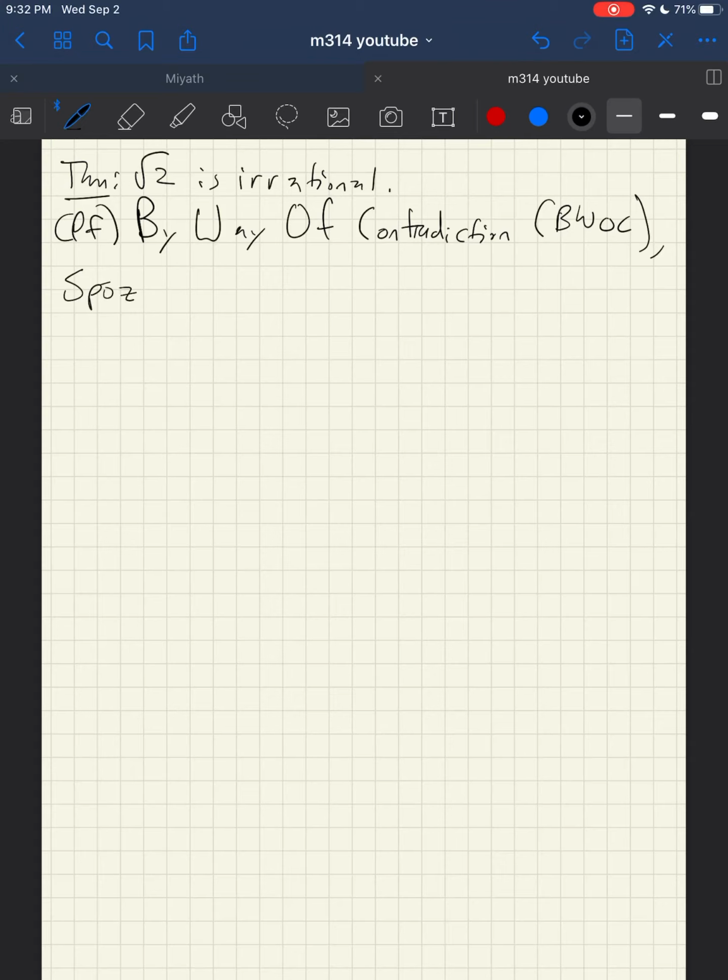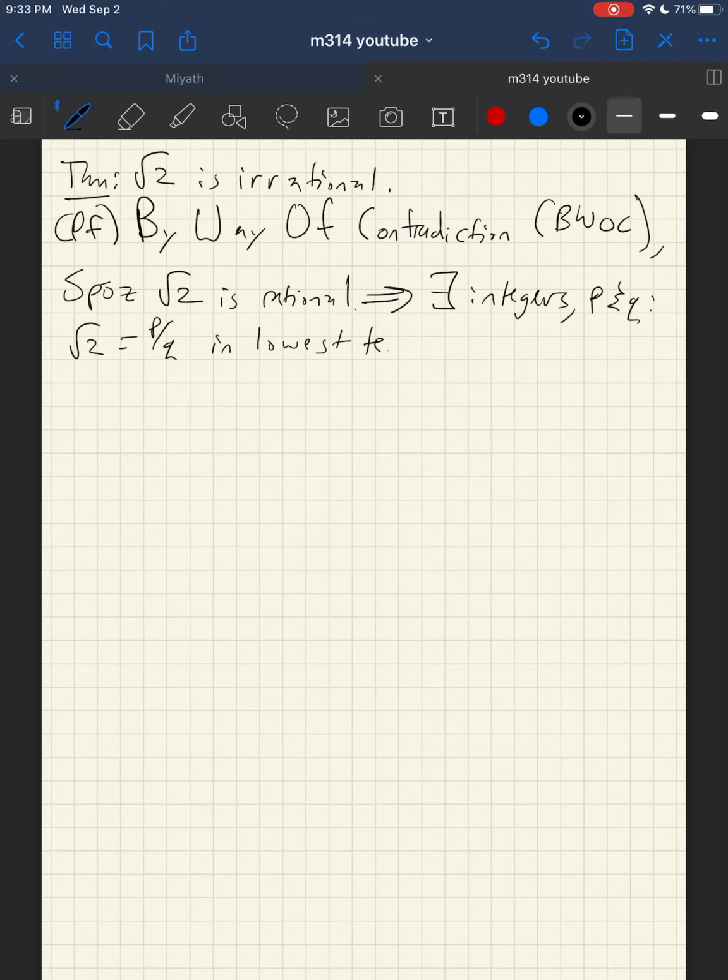Suppose, this is the correct way to spell the word suppose, the square root of 2 is rational. Well, by our definition of rational, that would imply that there exist integers p and q such that the square root of 2 equals p over q in lowest terms, with q not equal to 0. And I'm just going to warn you, this lowest terms thing is going to be sort of the key. All right, so let's start with the square root of 2 equals p over q.